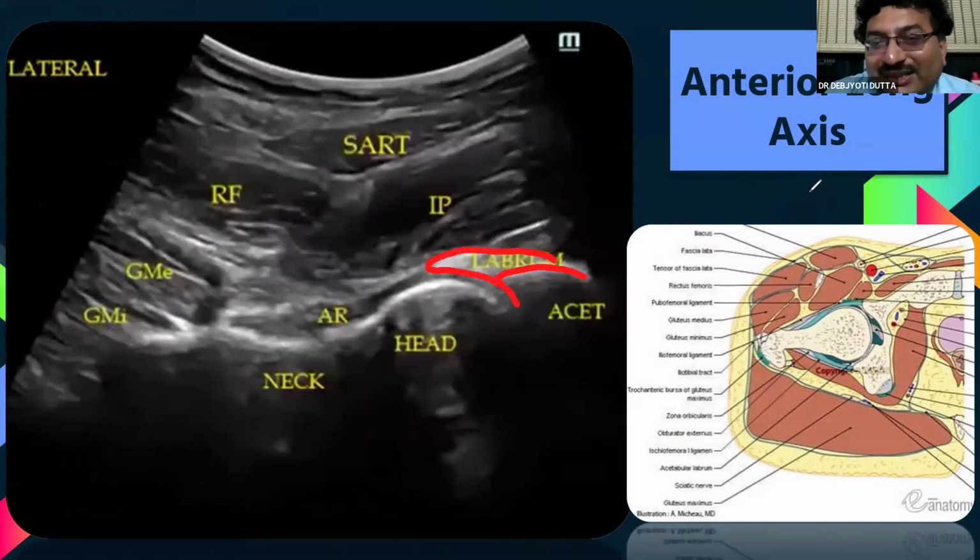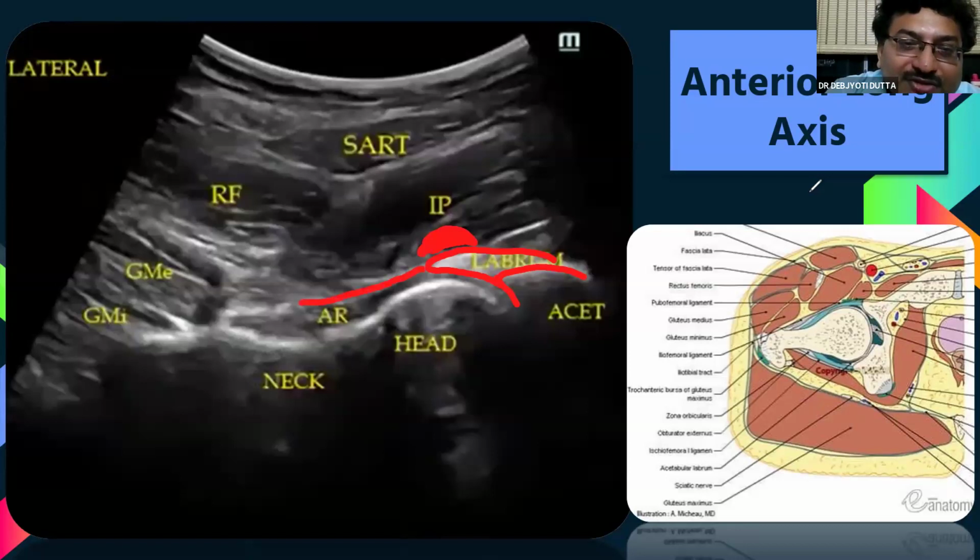This portion is the labrum, but sometimes the labrum is here, and usually the psoas tendon remains very close to the labrum. So it becomes a little bit difficult to differentiate between these two structures. There is always a black line if you carefully examine at this point. So the psoas tendon and labrum sometimes get a little bit difficult.